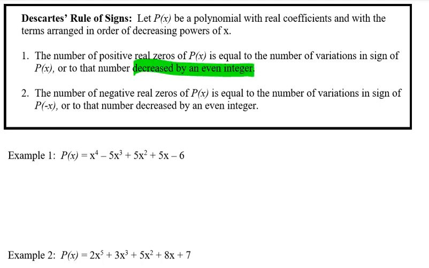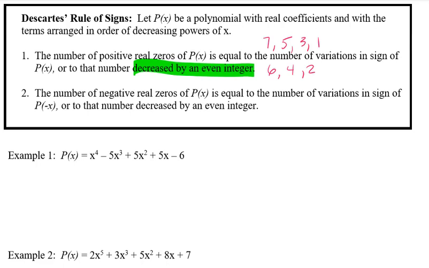Say we determine that because of the sign variations, we could have 6 positive real roots. If it's decreased by an even number, that means we could also have 4 or maybe 2. Those could be my possibilities. If I start out with an odd number, say 7, then I could decrease that by 2, which would give me 5 roots, then 3 roots, and then 1 root. Those would be all of my possible numbers of roots. And that's what it means to be decreased by an even number.